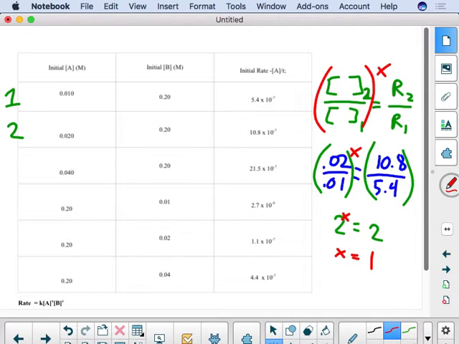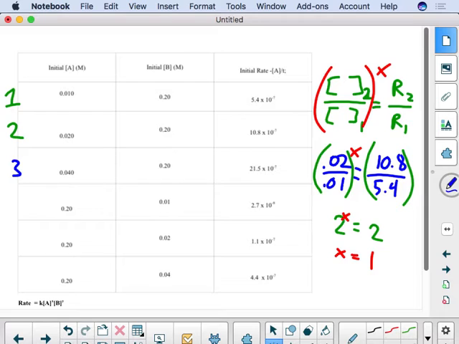That was just for trial 1 and 2. Let's not jump to any conclusions here, Dave. Let's look at another time where A is the only thing changing and B is constant. Where's another reaction that does that? 2 and 3. Okay, we can look at 2 and 3. Wait, B isn't constant. Oh, and 2, 3, yeah, this is not changing there.